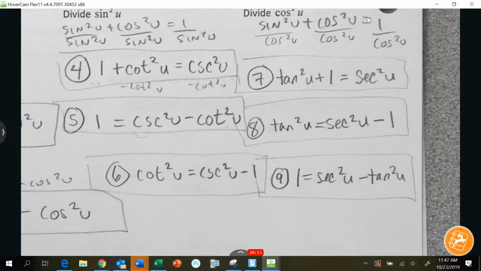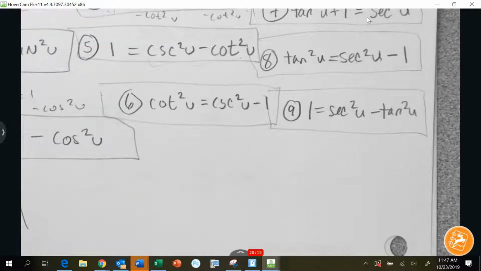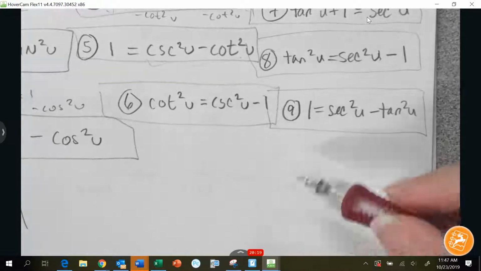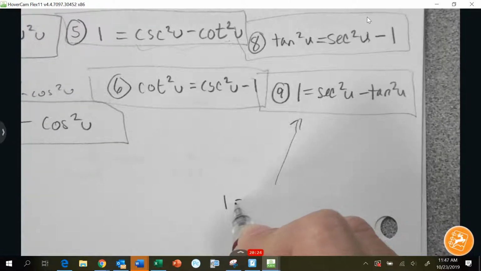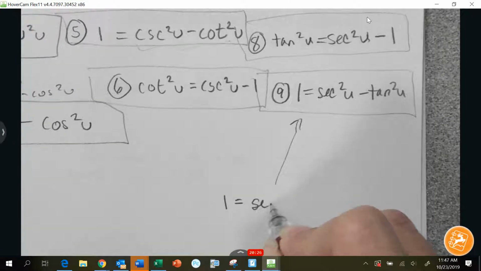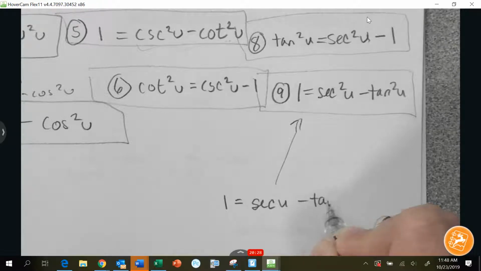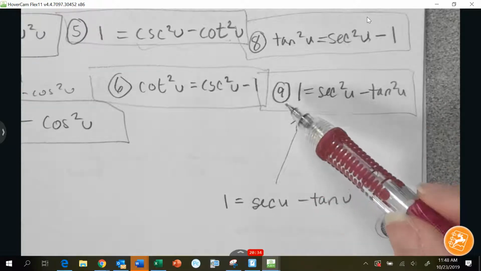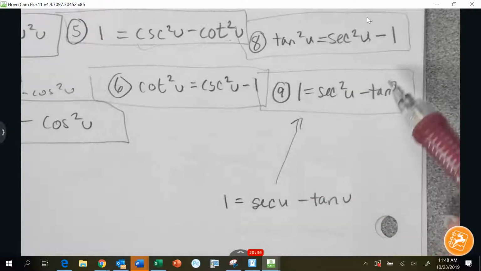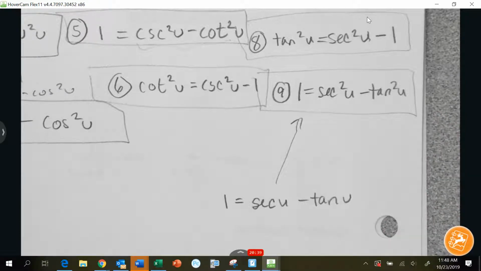Did you guys copy that down? Okay, I'll just look at this one since it's still on the screen. Look at this one. Is this true? Could we square root both sides? And this would be true.